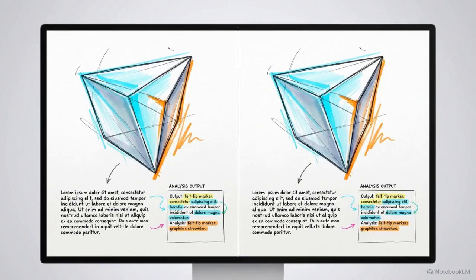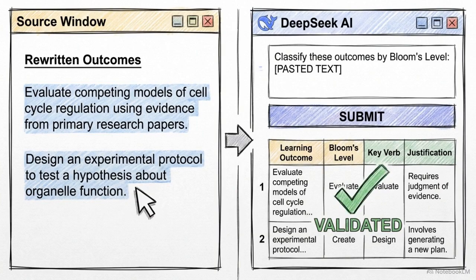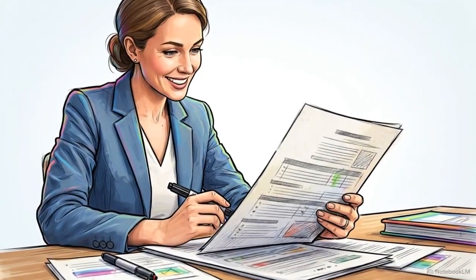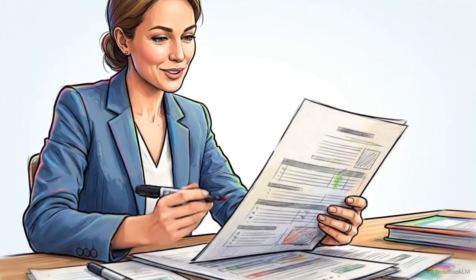The final step is cross-validation, preventing AI hallucination and ensuring your outcomes are objectively accurate. Paste your newly rewritten outcomes into a different AI tool, such as DeepSeek or ZAI. Ask this second tool to classify the outcomes by Bloom's level without providing your intended targets. If the second AI confirms your outcomes sit at the higher tiers, they are ready for your syllabus.